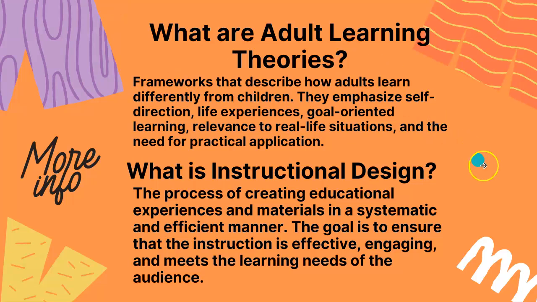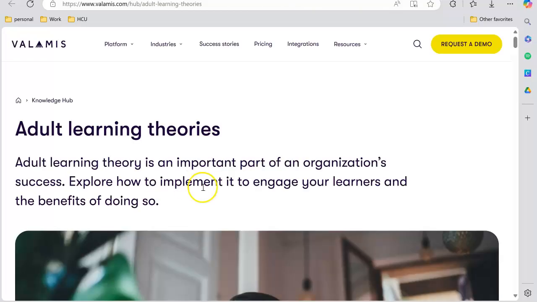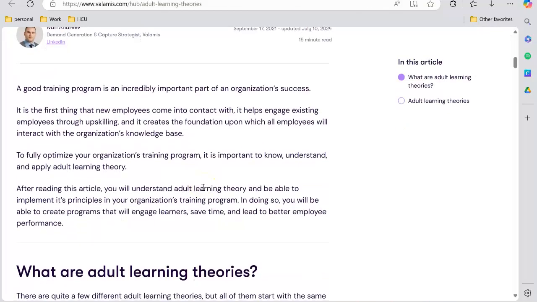Instructional design is the process of creating educational experiences and materials in a systematic and efficient manner. This can be for a business, this can be for education, and the goal is to ensure that the instruction is effective, engaging, and meets the learning needs of the audience. I included this just to give a broader definition of what adult learning is.